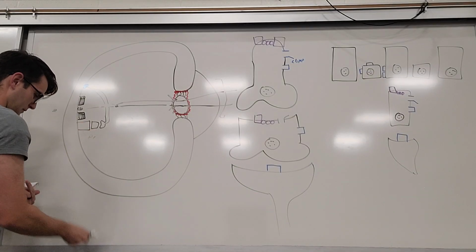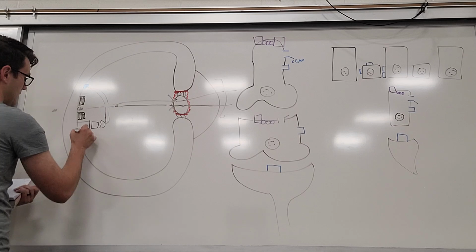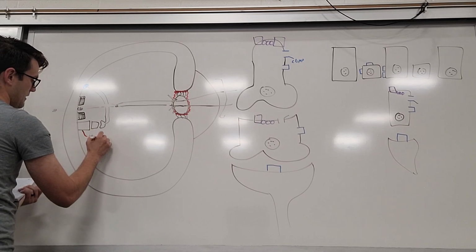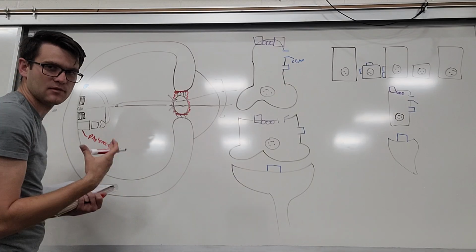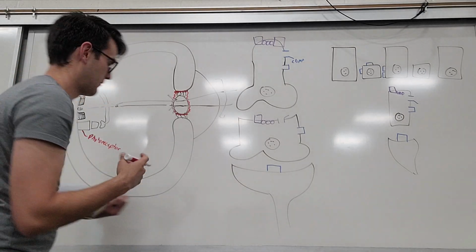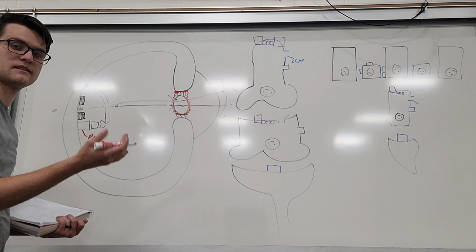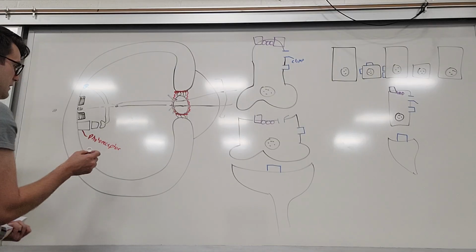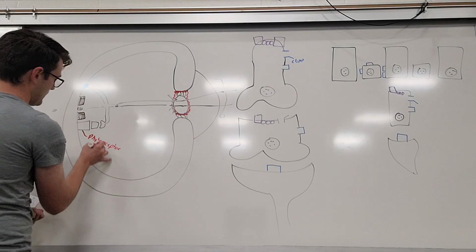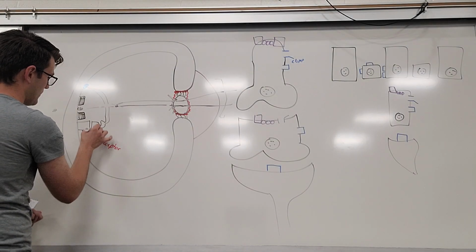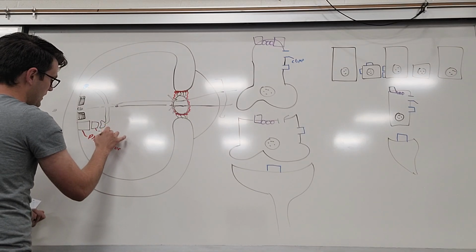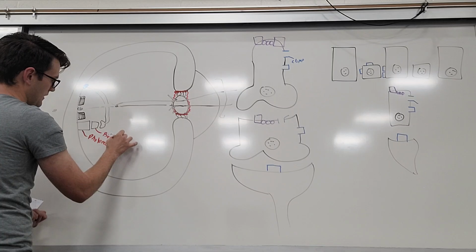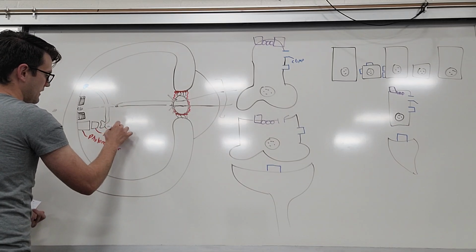So we have our photoreceptors here. Like we were talking about, there are different receptors that detect different stimuli. A photoreceptor is a receptor that detects light and turns it into an action potential. Right above that is going to be a bipolar cell, and above that you're going to have a ganglion cell.